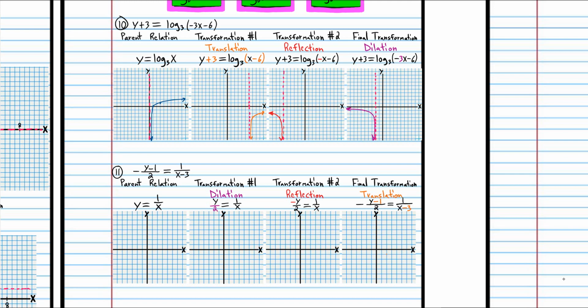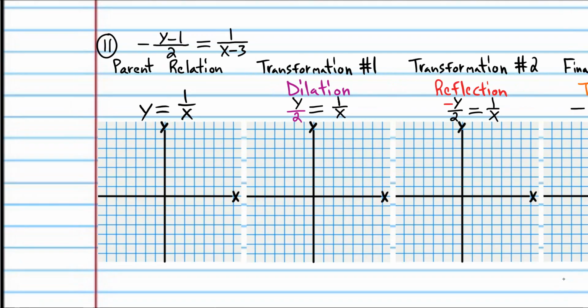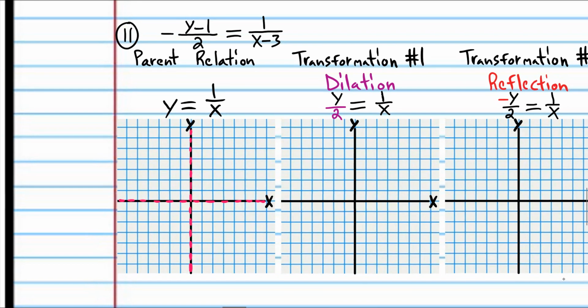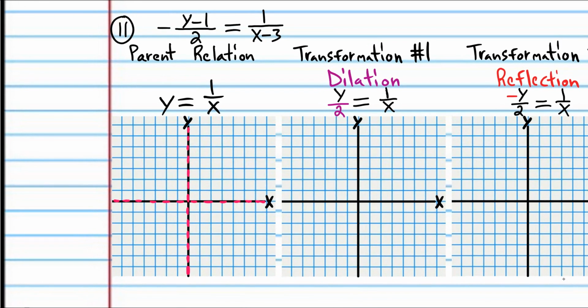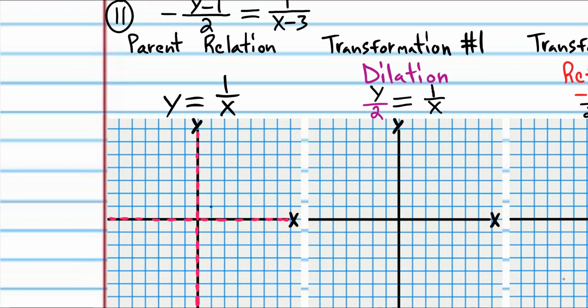Okay, so let's do one more of these. We're going to pick up the pace here because we're running out of time. Obviously, we have a variable in the denominator of the fraction, so we're going to use the reciprocal relation. So I'm going to draw the asymptotes. Remember, you always have an asymptote on the x and y axis with the reciprocal relation. Then I'm going to draw those 6 points. You should be familiar with those 6 points.